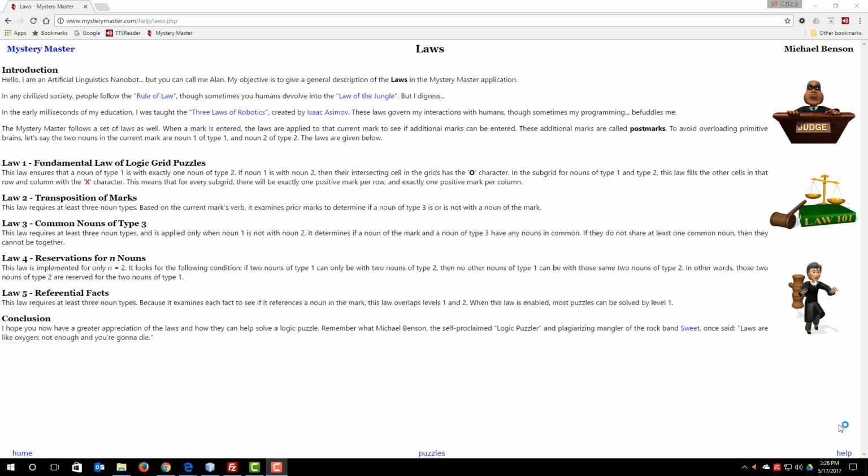Law 5, referential facts. This law requires at least 3 noun types. Because it examines each fact to see if it references a noun in the mark, this law overlaps levels 1 and 2. When this law is enabled, most puzzles can be solved by level 1. I hope you now have a greater appreciation of the laws and how they can help solve a logic puzzle.